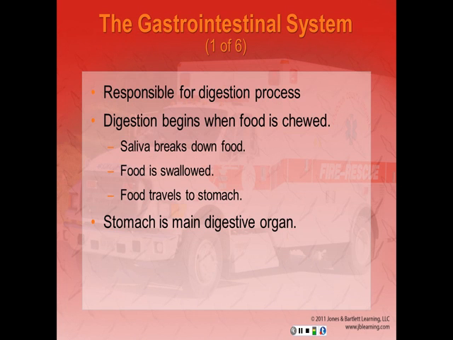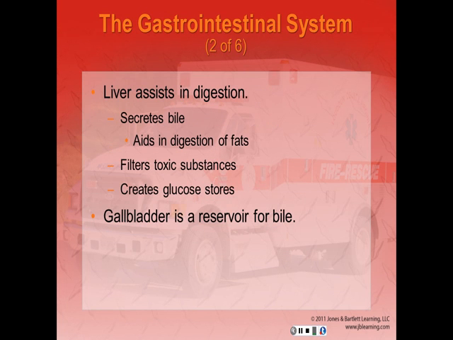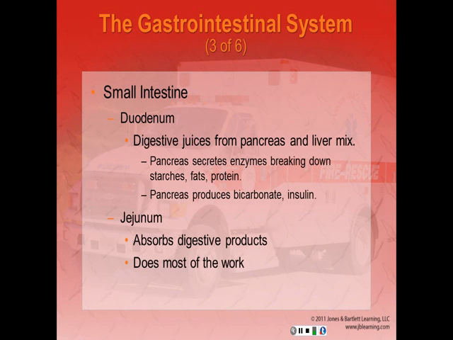The GI system is responsible for the digestion process. Digestion begins when food is put in the mouth and chewed. Salivary glands secrete saliva and begin to break food down, and it is then swallowed, which travels down the esophagus to the stomach. The stomach is the main organ of the digestive system, and gastric juices break down the food. The liver assists in digestion. It secretes bile, which aids in the digestion of fats, and it filters toxic substances produced by digestion. It creates glucose stores and produces substances necessary for blood clotting and immune function. The gallbladder is a reservoir for bile.